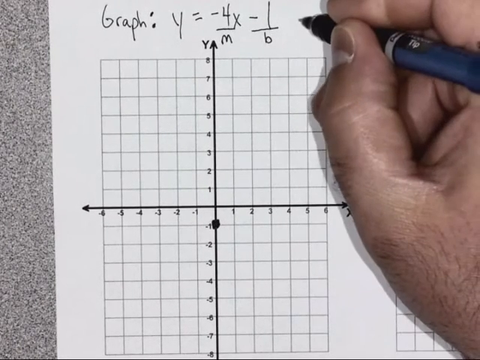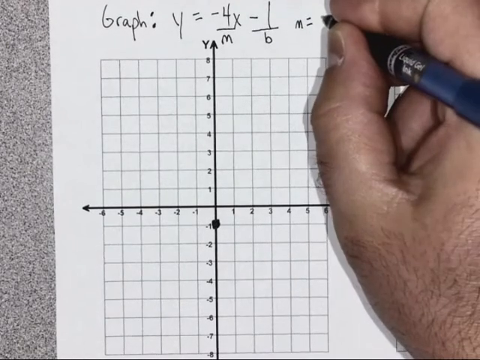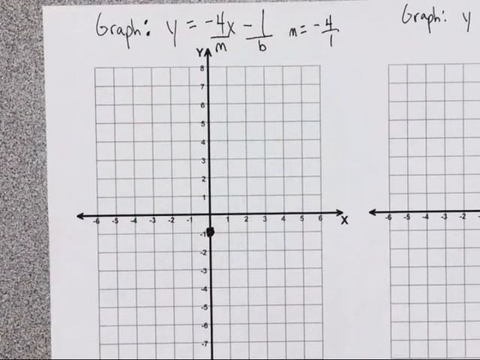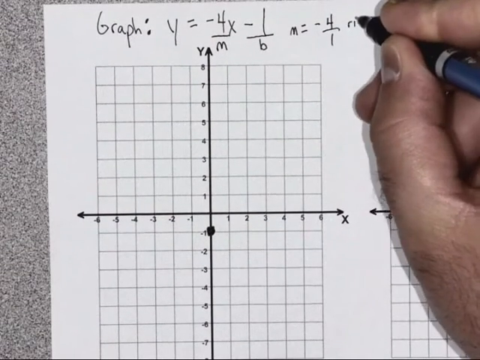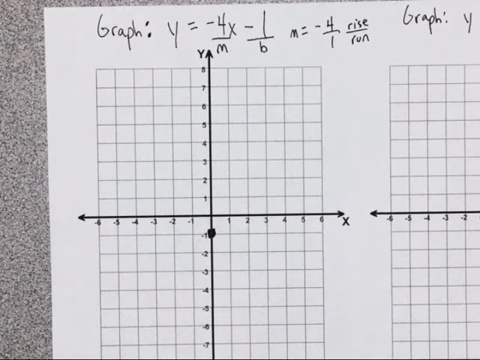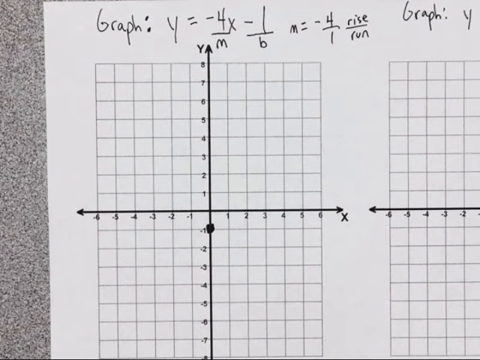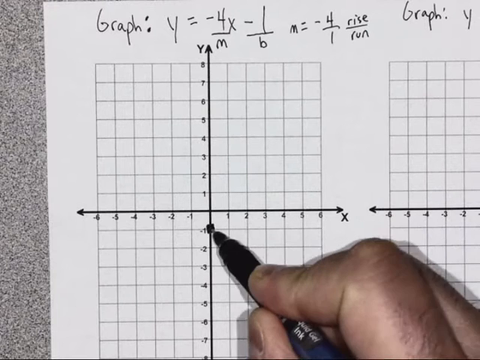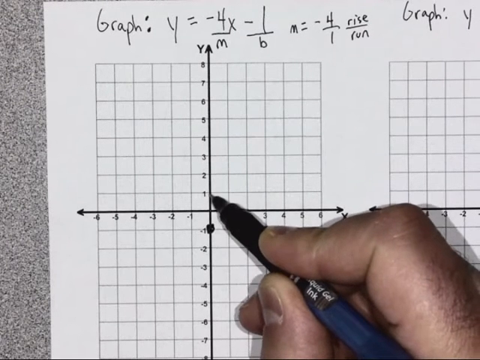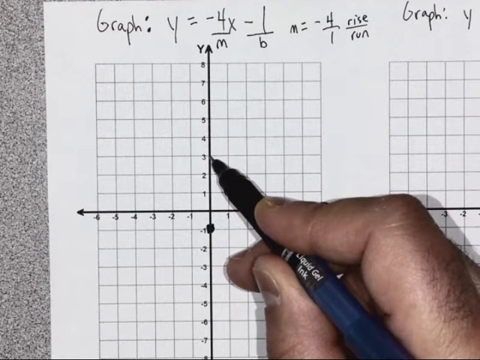Now, remember that I can write negative 4 as a fraction, negative 4 over 1. And that tells me the rise and the run. Okay, so what I recommend students do is start with the rise. So I know from the y-intercept, the point that I just plotted, I'm going to rise up 4. So 1, 2, 3, 4. If I go up 4 units, that puts me at positive 3 on the y-axis.